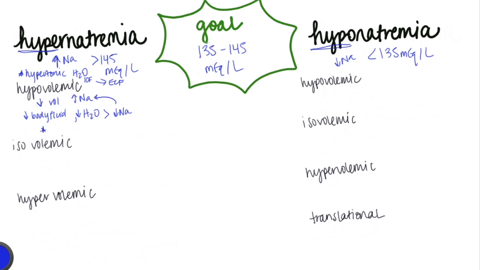Treatment for the hypovolemic hypernatremia is going to be a use of a hypotonic saline solution. So you could see this being a quarter or a half of normal saline to help provide additional fluid and replenish that fluid status. In some cases, we might see isovolemic hypernatremia.